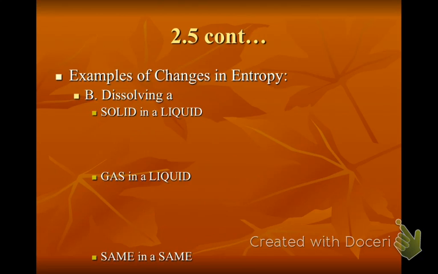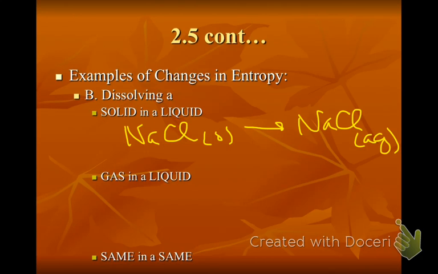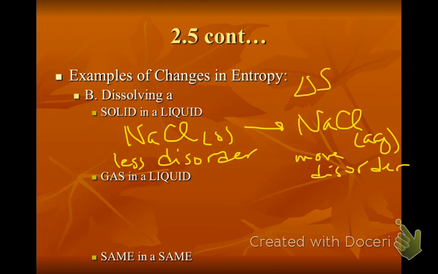Now we have some examples of changes in entropy when it comes to dissolving things. So if I was going to take a solid, such as salt, and make it aqueous, that's going to go from a nice, neat crystal structure, so less disorder, to more disorder, because now it's flopping around in the water. So delta S of a solid that's dissolving in a liquid, so you're mixing these two things together. Here I had this nice, pure, crystal, orderly salt, and now it's all mixed around with water. Then the disorder is going to increase.